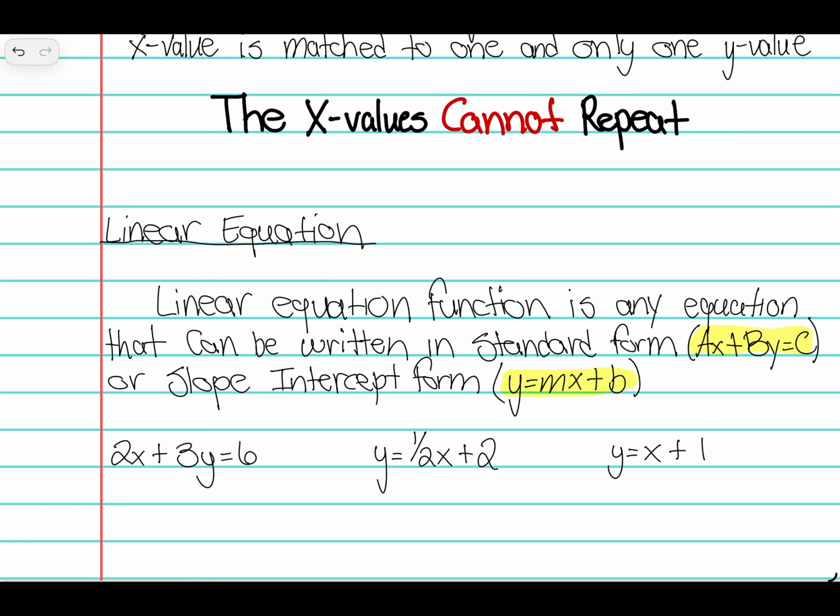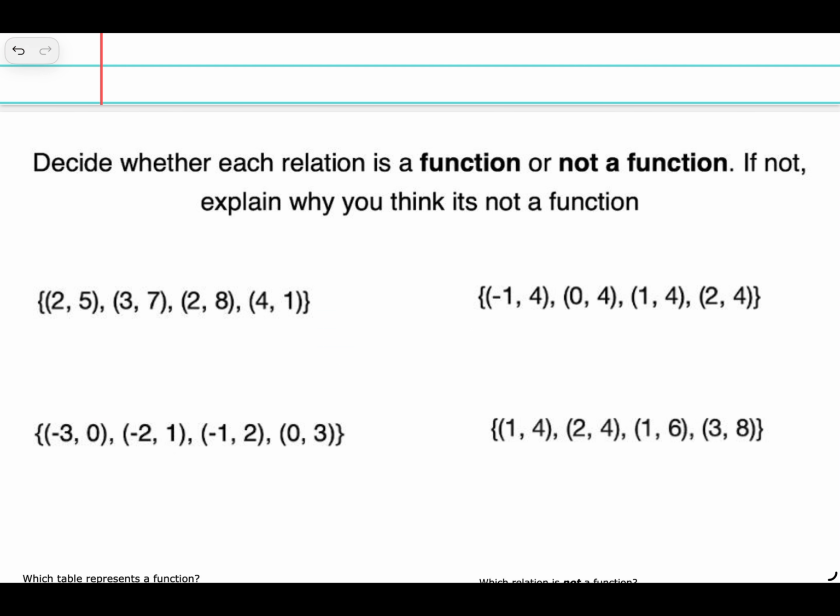Okay? So now that we have some background about what we're about to go over, which is identifying the functions and determining if the equation that we have is a linear function or not, let's look at some examples. All right, so for our first set of examples, it says we have to decide whether each relation is a function or not a function. If not, explain why you think it is not a function.